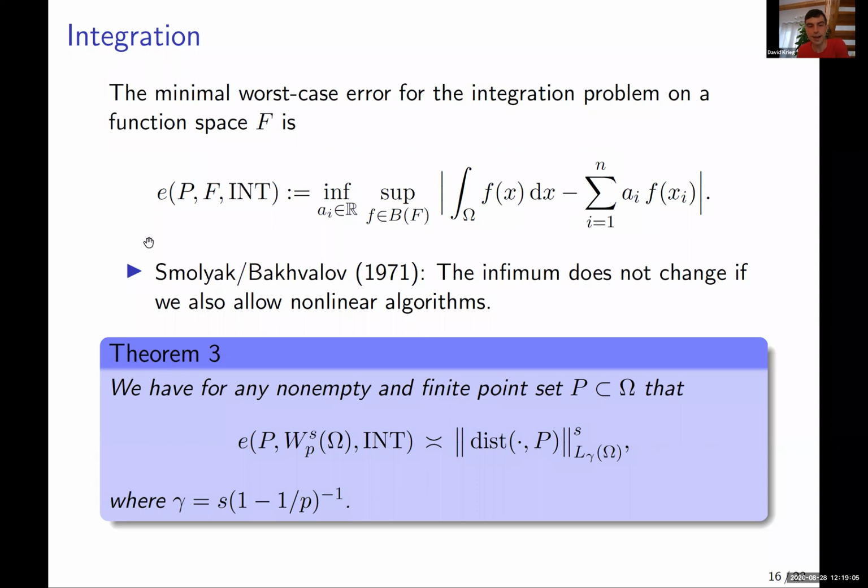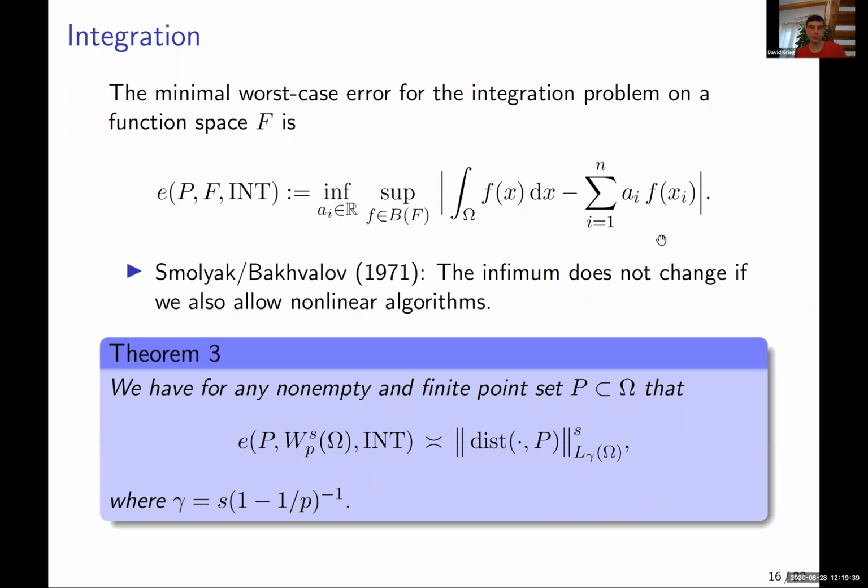Why is that? I could also admit nonlinear algorithms where I again map the function values via some mapping phi to the reals. But there's a classical result by Smolyak and Bakhvalov, which says that linear algorithms are as good as nonlinear algorithms in this case. So the infimum is the same if I minimize over all algorithms or only these quadrature rules of this form.